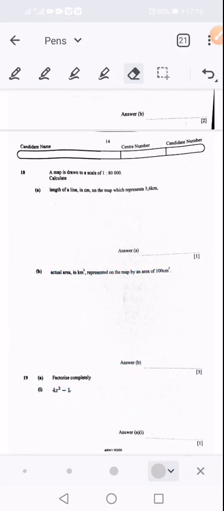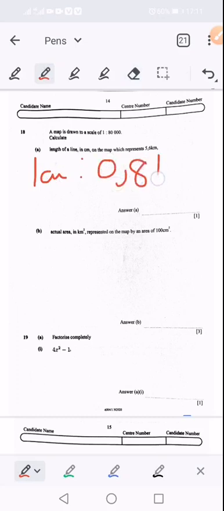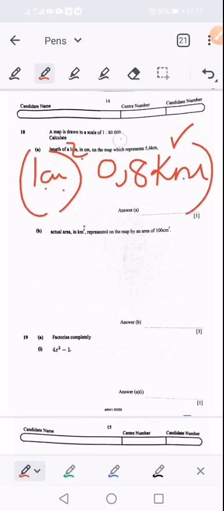I can't use a calculator, and this is paper 1. You are not allowed to use what? A calculator. So I will help you with another one again. Right, we know that 1 centimeter is equal to 0.8 kilometers. That helped us find question A, but question B now wants square kilometers and square centimeters. What do I do? I take this one and square it. Here I say to the power 2, and here also to the power 2, so that I can get question B.